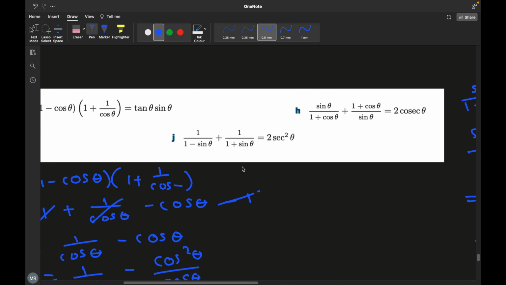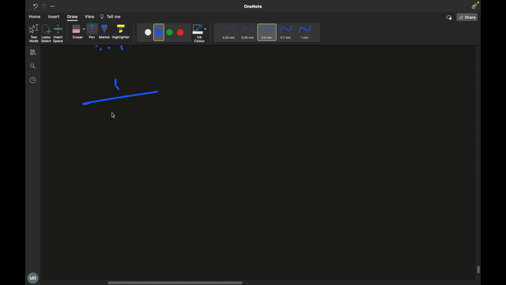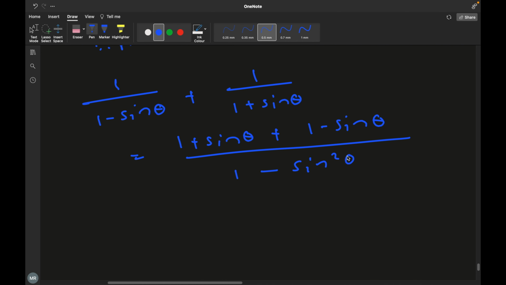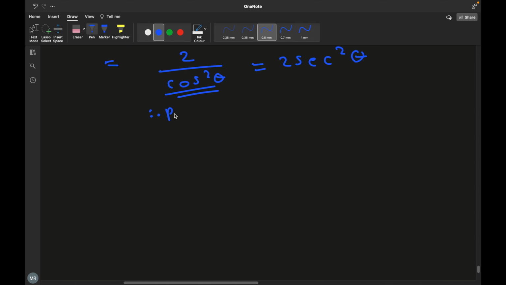And let's solve this final question from the textbook. We have 1 divided by (1 minus sine theta) plus 1 divided by (1 plus sine theta). Let's do this: (1 plus sine theta plus 1 minus sine theta) whole divided by 1 minus sine squared theta. This is because (a minus b) into (a plus b) will be a squared minus b squared. We can write this as 2 by cos squared theta. We know that 1 by cos theta is secant theta, so we can write 2 secant squared theta, which is equal to the RHS. So therefore, proved.